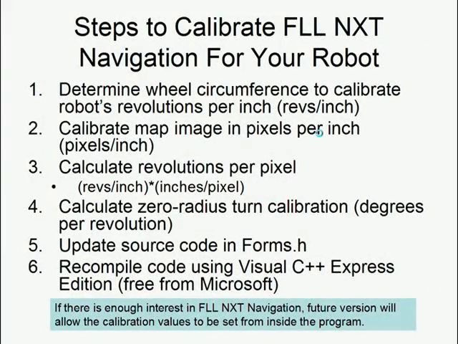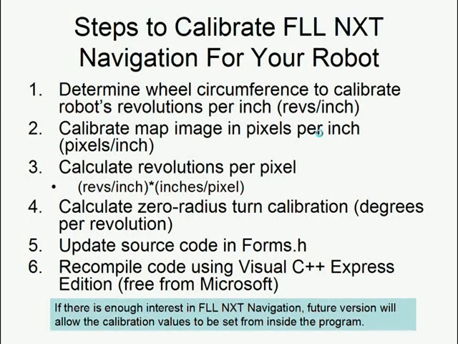Here are the steps for calibrating your FNN navigation. First, you have to find out what your wheel circumference is. The ones we used were 10 inches, but you have to find out the ones that you use so it works for you. You have to calibrate your map image in pixels per inch, because if you just set it up to do random numbers, it's not very helpful. Then you have to find out what your revolutions per pixel are, because once again, you need the correct measurement to be able to go with the map.